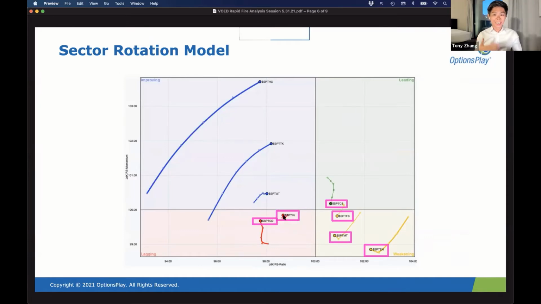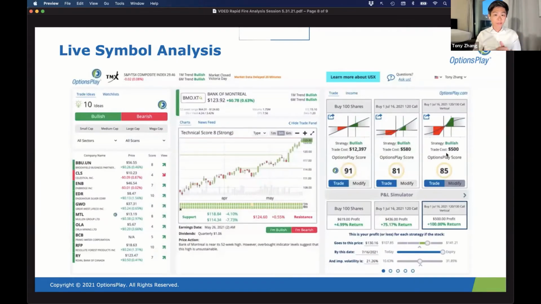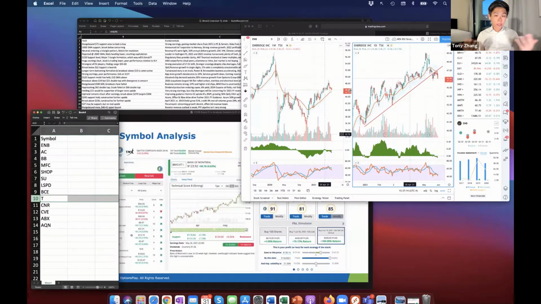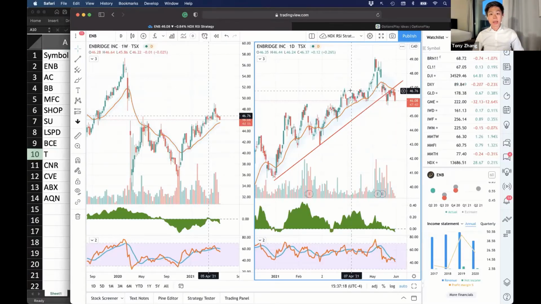This is a daily sector rotation model, and it's something we use very heavily when we're looking for specific symbols. So with that, we're going to do a live symbol analysis together, and I'll show you how I typically look at some ideas and evaluate a specific symbol and a specific company to gauge a directional view.